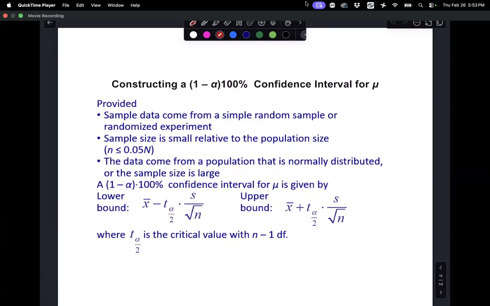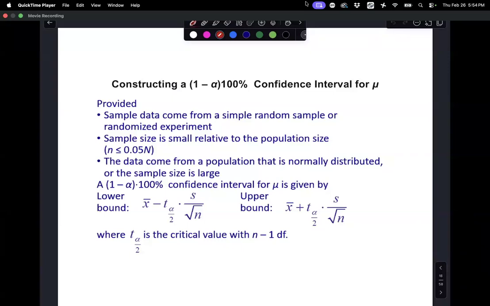Now, if it's not 30 or greater and it doesn't say the population is normally distributed, then you're just going to assume normal because I want you to keep doing the math. So just tell me you're assuming it's normal. The way that we calculate our margin of error is basically the same as we calculated the margin of error previously. It's just tiny little tweaks here and there.